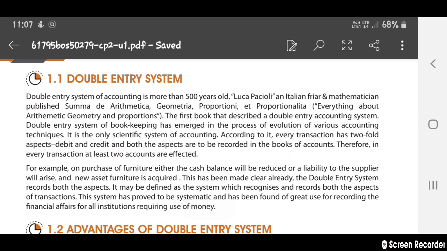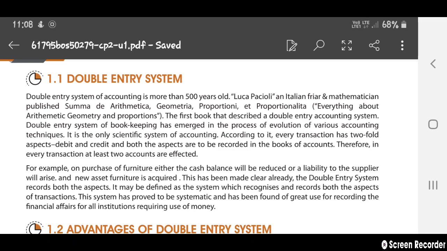Now, the double entry system. First let us know about the double entry system of accounting. It is more than 500 years old. Luca Pacioli, an Italian friar and mathematician, published some of the arithmetic, geometric and proportionality theorems, which at that time were called arithmetica, and he found many other things. With the help of that, accounting has grown.